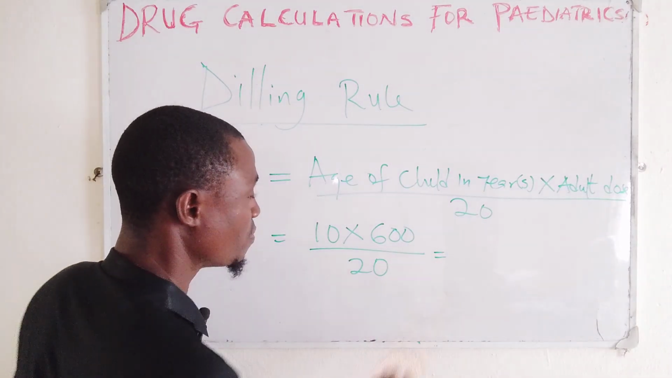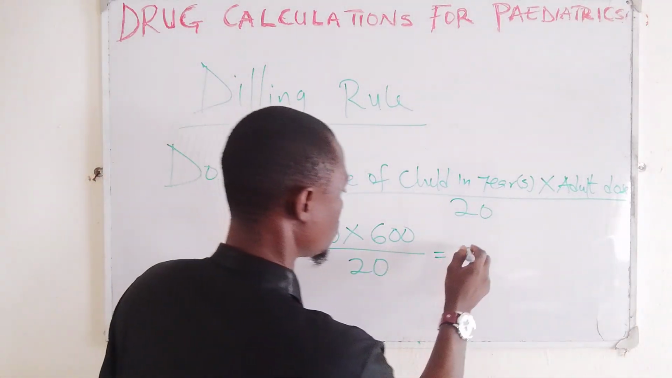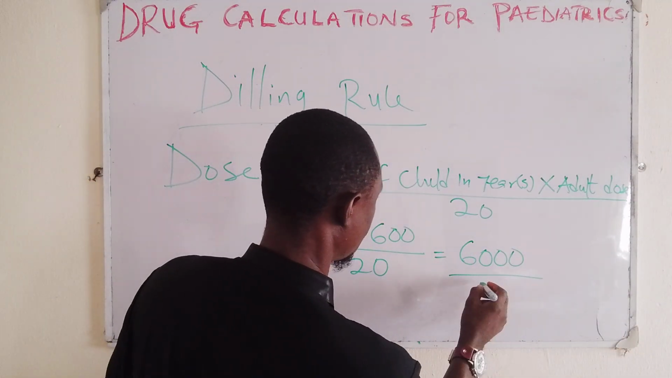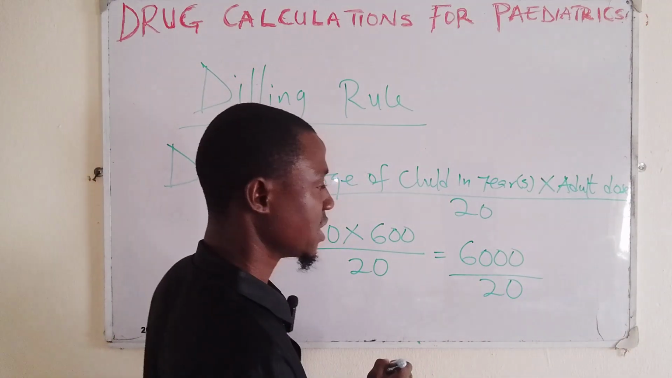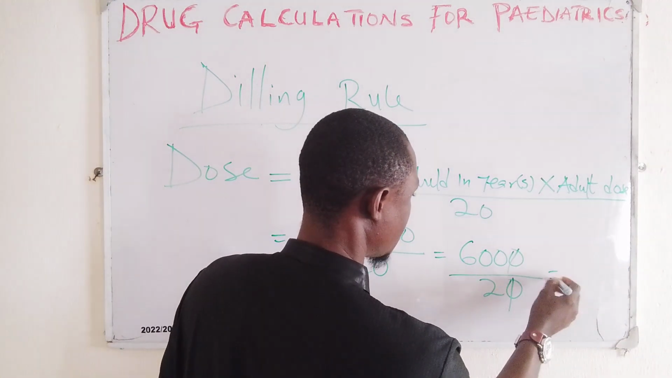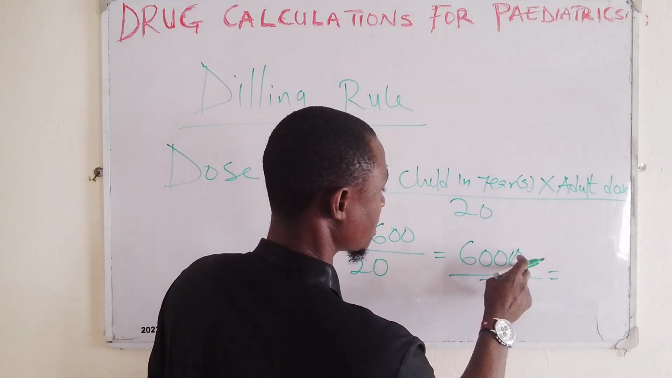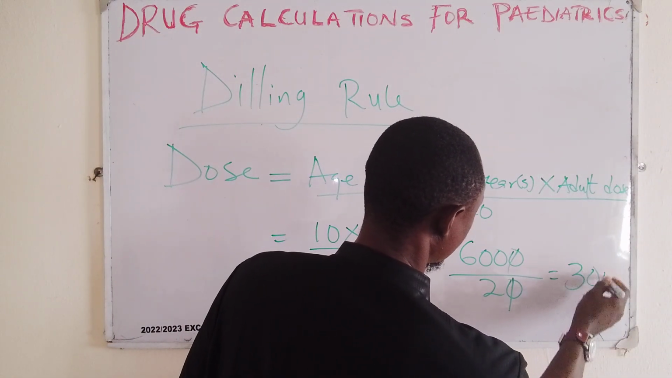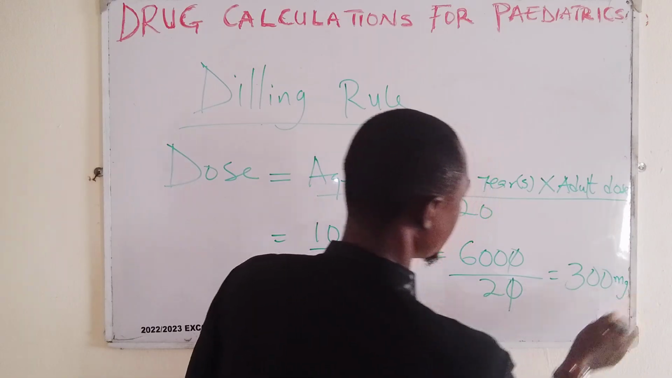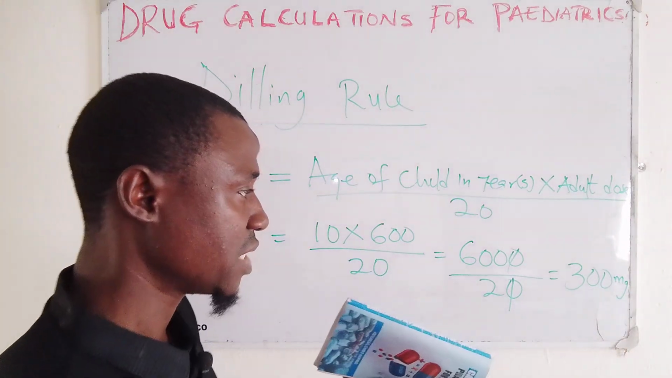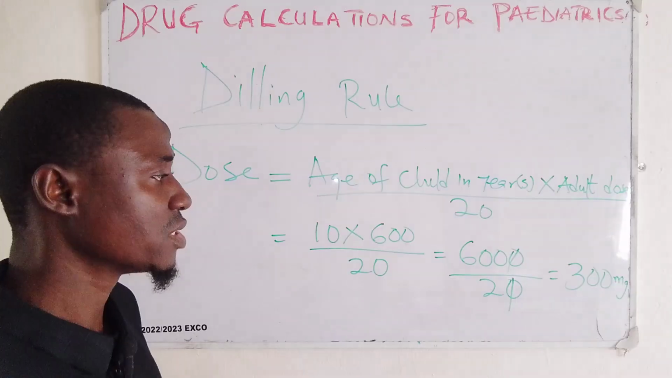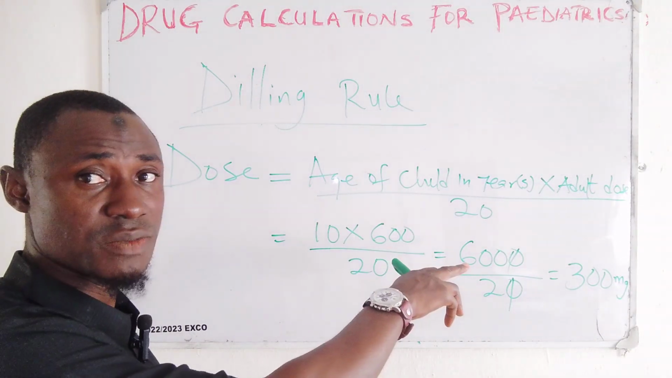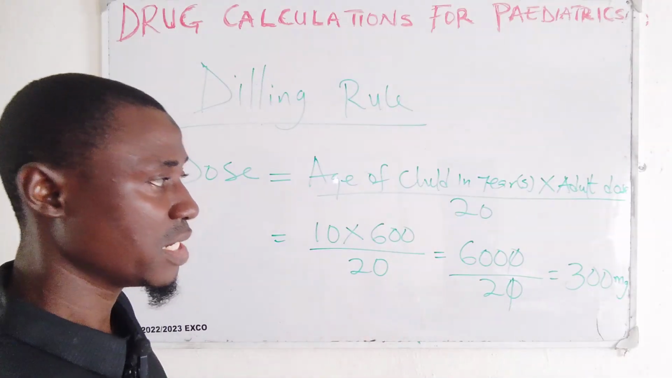So if you compute this, 10 times 600 will give you 6,000. Then the denominator still remains 20. So at the end of it all, 6,000 divided by 20 will give us 300, of course 300 milligrams. So for a child of 10 years, based on the information available to us, the child will be administered 300 milligrams of paracetamol injection.